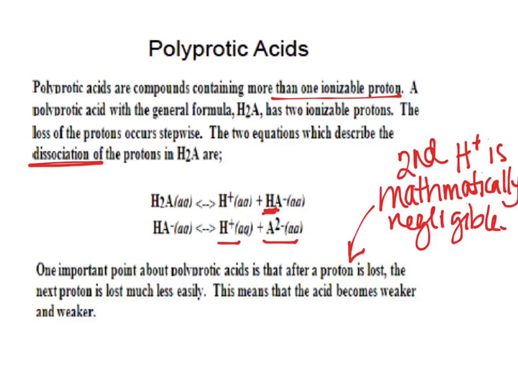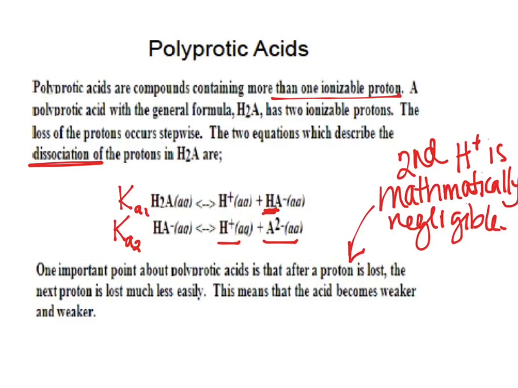And these all have values. This one would have a Ka value, and that would be our first dissociation. This one would have a Ka value, and that would be our second dissociation. And let's say if we had 3 hydrogens, with those 2 mathematically equal.